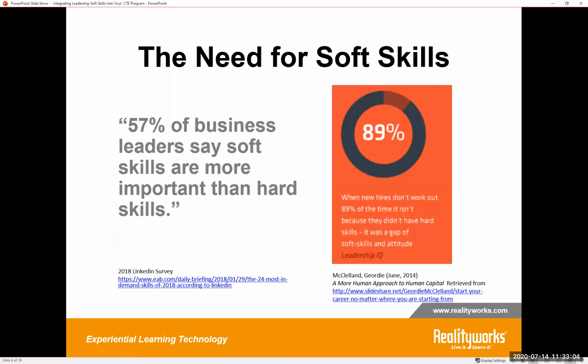First of all, do not underestimate the importance of soft skills in the workplace. In a recent study conducted by LinkedIn, 57% of business leaders rated soft skills more important than hard skills. Another statistic, by a group called IQ, is that 89% of new hires that don't work out, it's because of that soft skills gap.